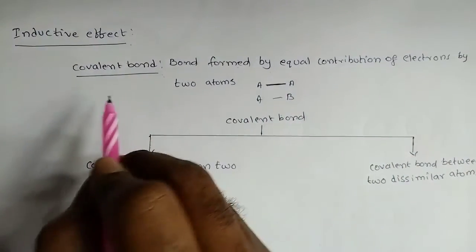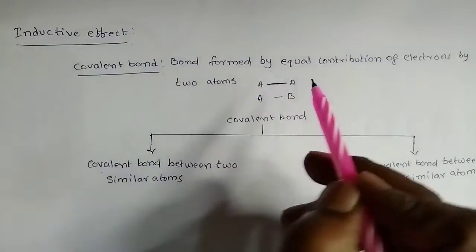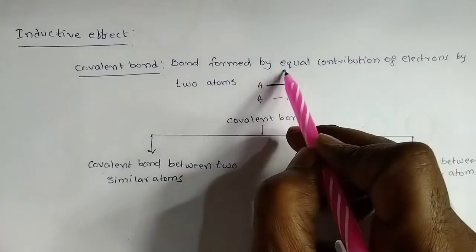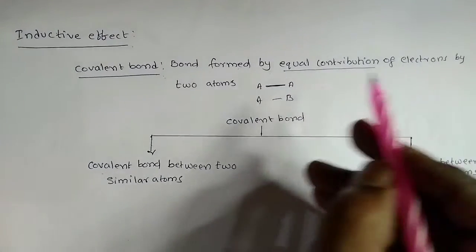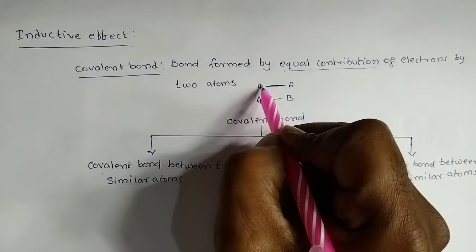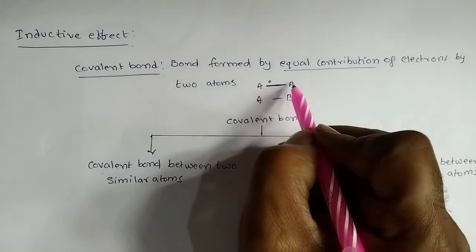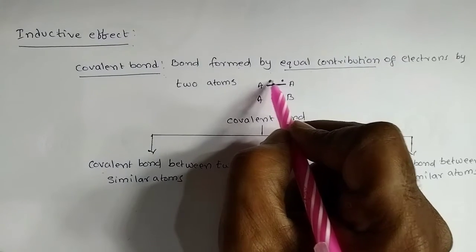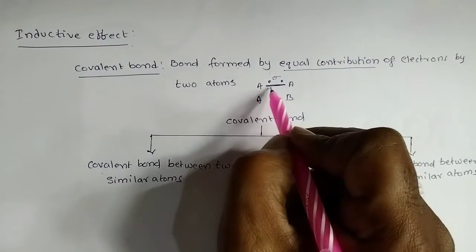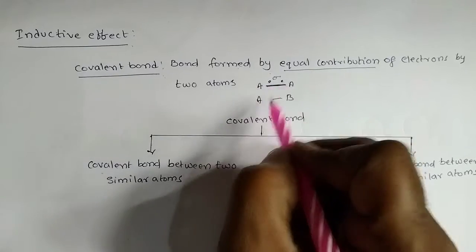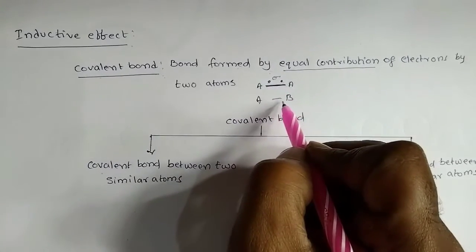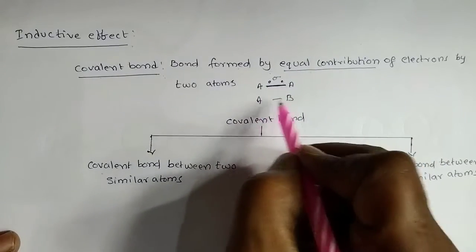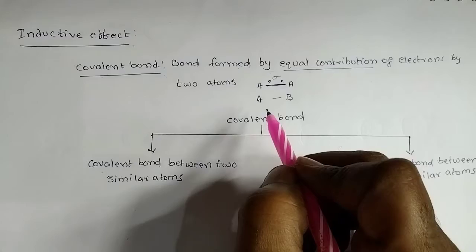So in short, covalent bond means the bond formed between two atoms by equal contribution of electrons. That means this atom donates one electron, this atom donates one electron, and these two electrons form a sigma bond. So a single bond contains two electrons, one electron from each atom, either between two same atoms or between two different atoms.